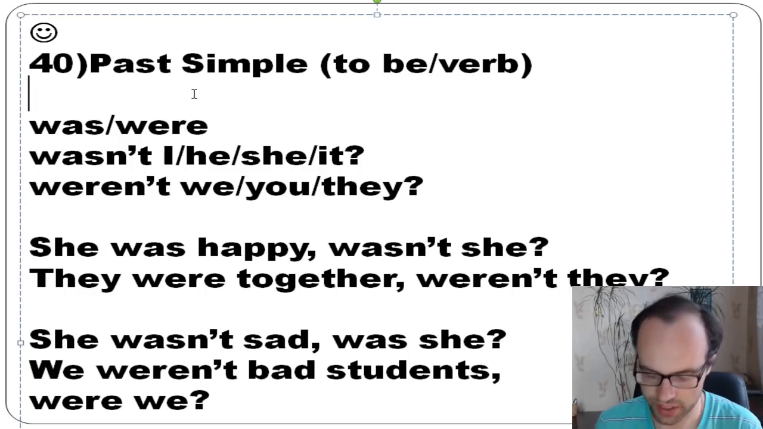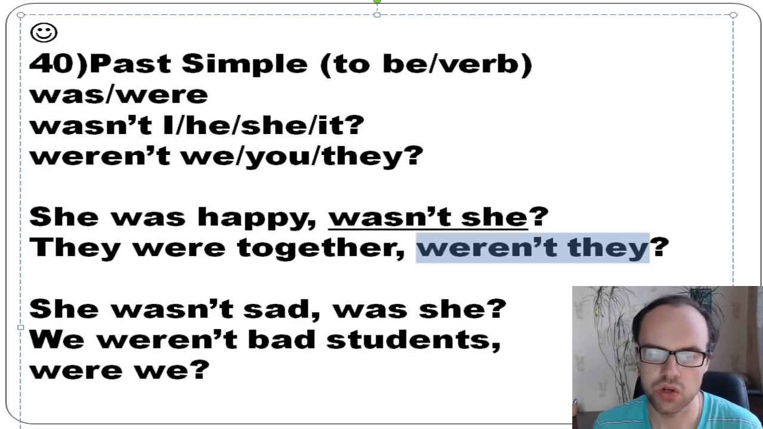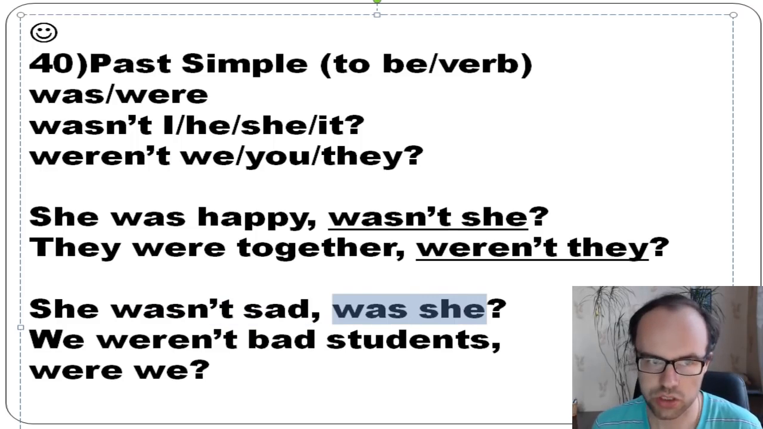Look, she was happy. Wasn't she? Yeah? Wasn't she? She was happy. Wasn't she really? They were together. Were, so you need to use the opposite form. Weren't they? So if you have a negative form, you need to use a positive form in tag questions. Look, she wasn't sad. Was she? We weren't bad students. Were we?